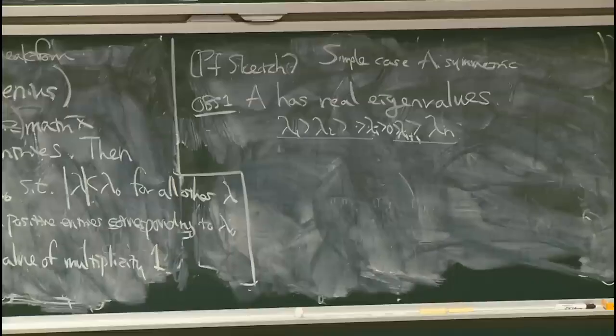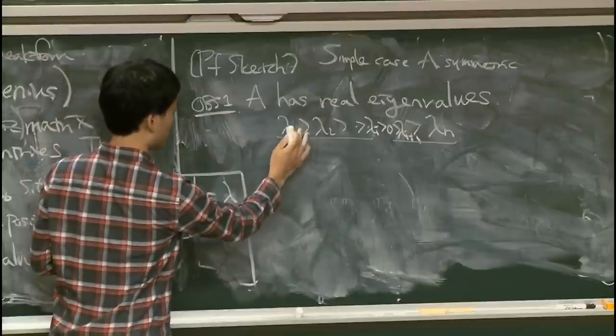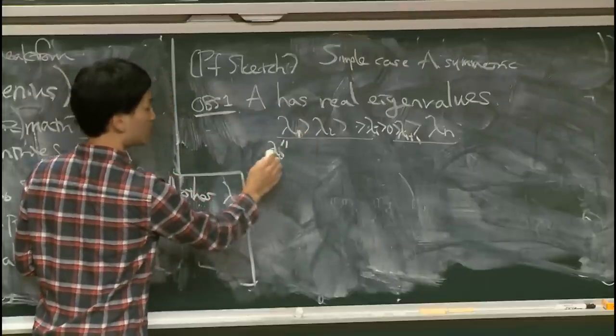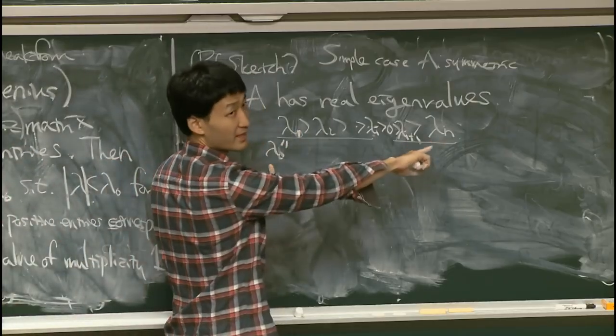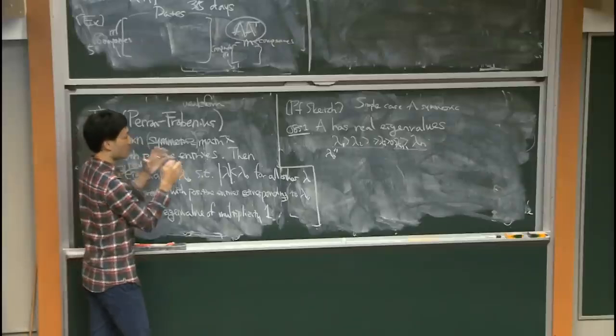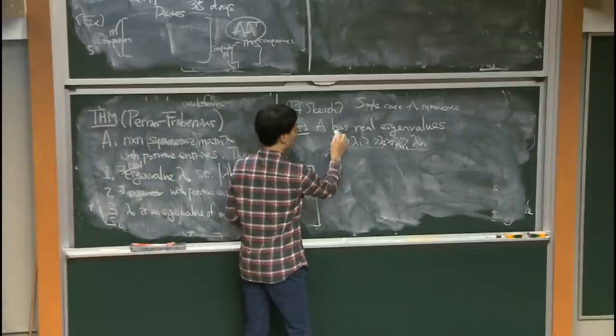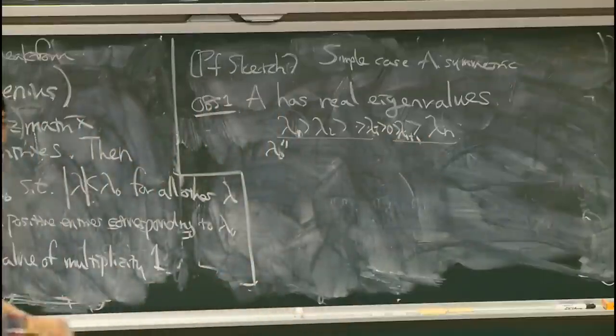The first statement says that, maybe I should have indexed it as lambda 0. I'll just call this lambda 0 as well. This lambda 0 is in fact larger in absolute value than lambda n. That's the content of the first bullet. So if they all have positive entries, then the largest positive eigenvalue dominates the smallest negative eigenvalue.